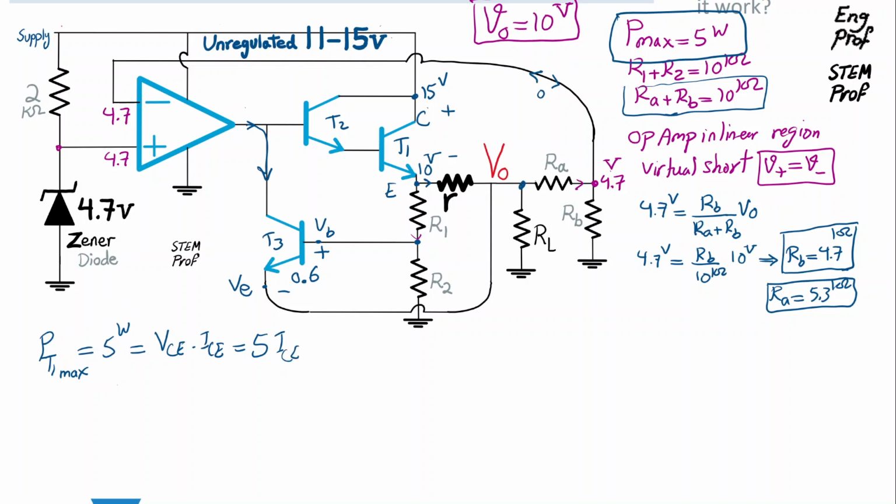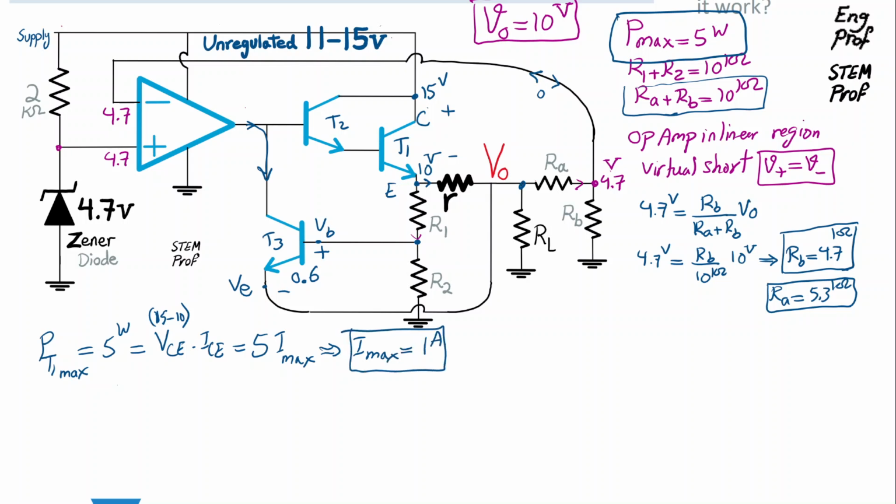So it will be ICE, or basically just Imax. So 5 watt equal to 5 times Imax. So this one is 15 minus 10, which is 5 for VCE. From here we get this result that Imax is 1 amp during the nominal operation.